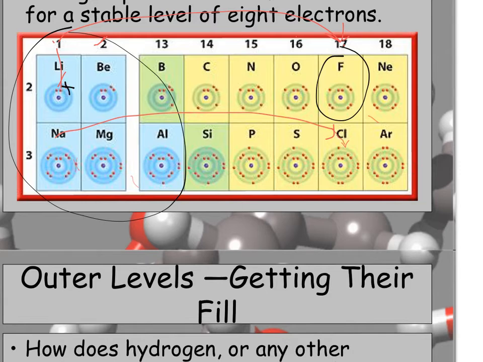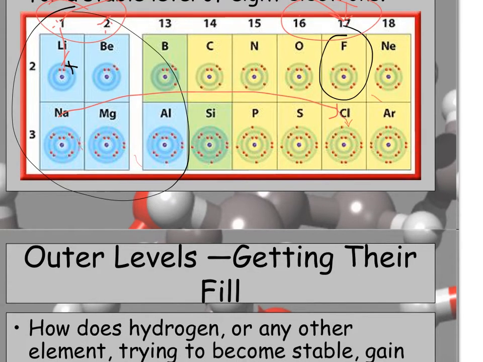We're really just going to focus on groups 1 and 2, and 16 and 17, when we write bonds. We'll get into 15 a little bit, but not much.